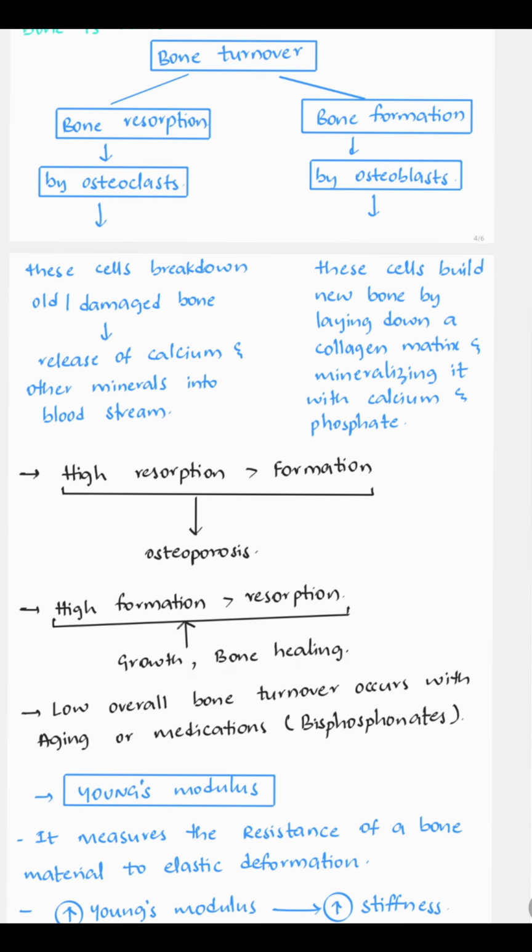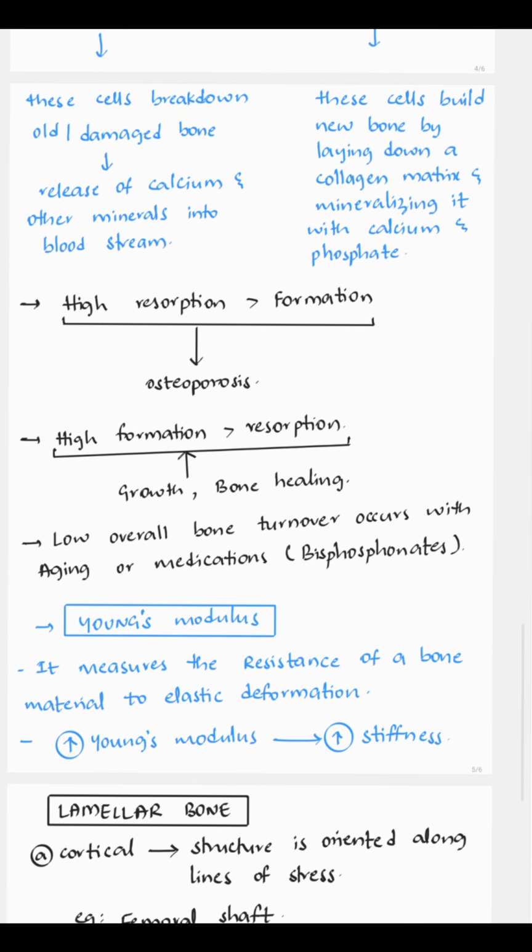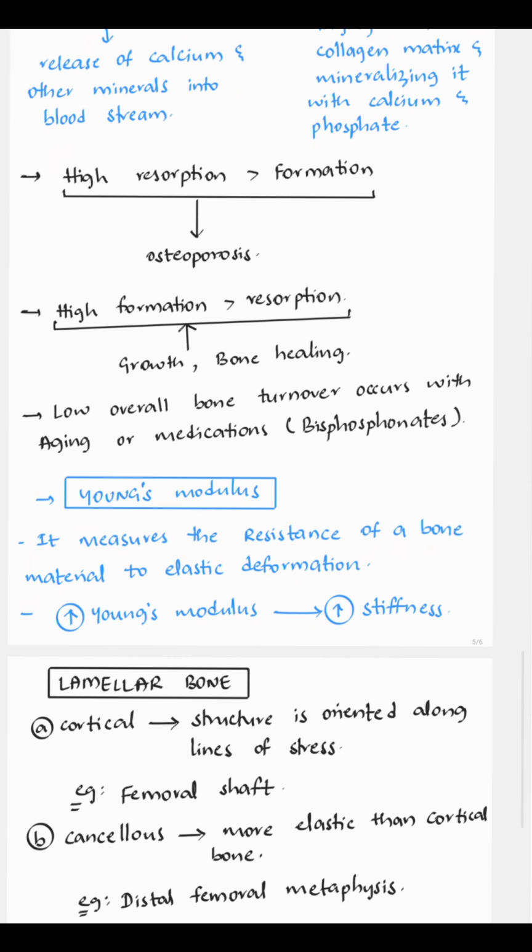Low overall bone turnover occurs with aging or medications like bisphosphonates. Overusage or overdose of bisphosphonates leads to atypical femoral neck fractures. Young's modulus. It measures the resistance of a bone material to elastic deformation. The higher the Young's modulus, the higher the stiffness. The lower the Young's modulus, the higher the elasticity.